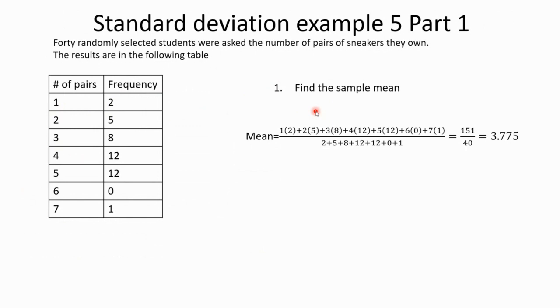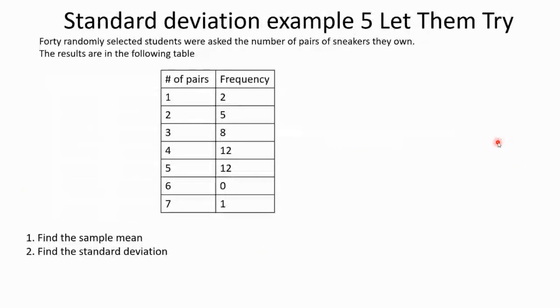You're adding up the data values, and how many data values are there? There's actually 40, which is the same as adding up the frequencies, as you can see. And so the mean turns out to be this number. Remember, with rounding, you only round at the very end. So I wouldn't round this. I would just round at the very end.